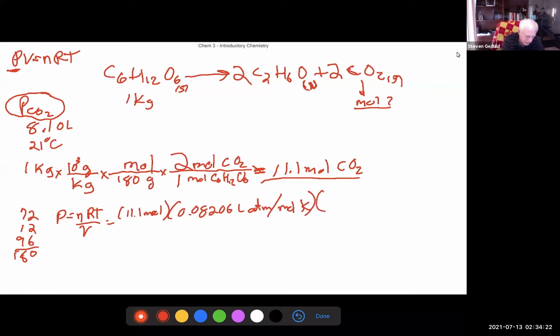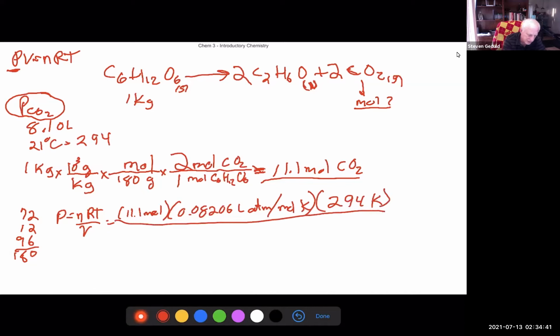And temperature is, we said 21 degrees centigrade. 21 degrees centigrade, at 273, 294, right? 273, 294 Kelvin. Comes out to 294 Kelvin. All that divided by the volume of container, which is 8.10 liters.